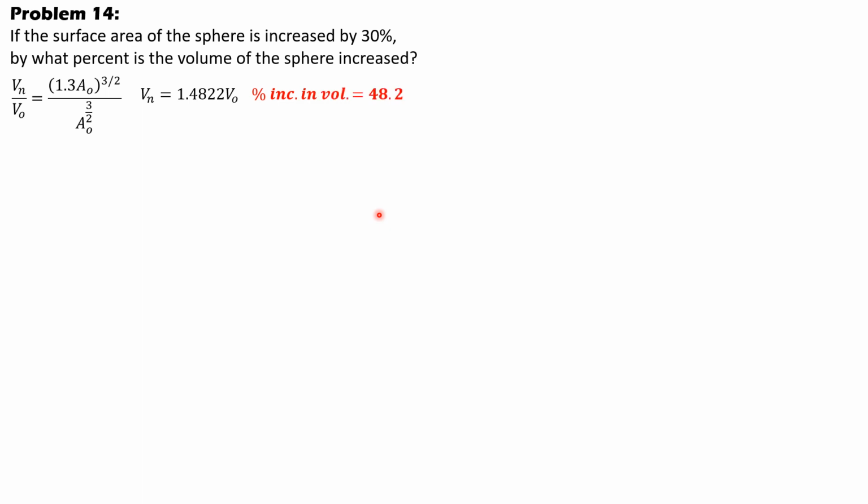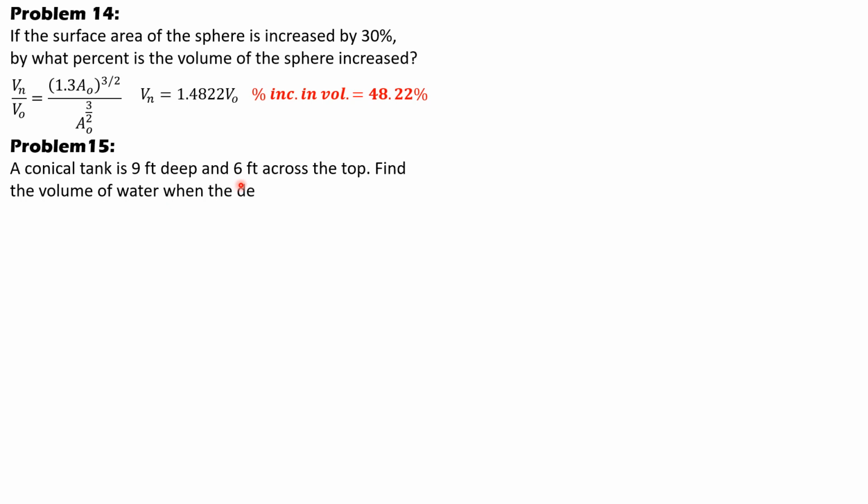So percent increase in volume is 48.22%. Problem 15. A conical tank is 9 feet deep and 6 feet across the top. Find the volume of water when the depth is 7 feet. So how deep is the water when the tank is inverted?